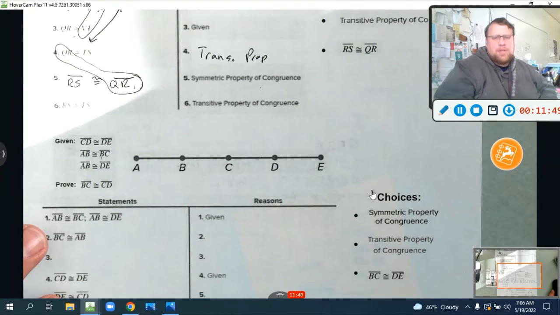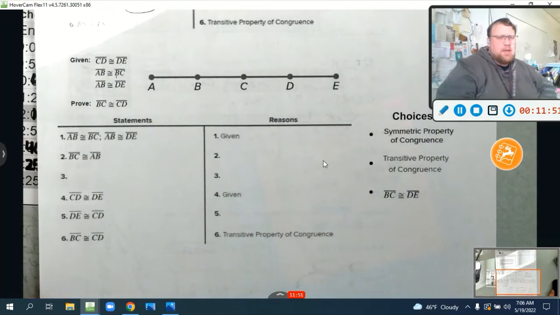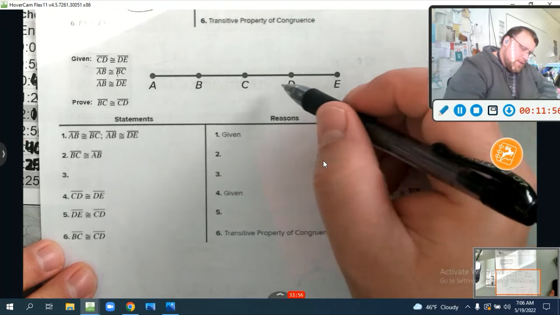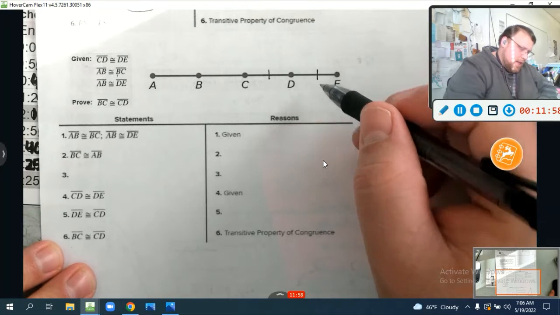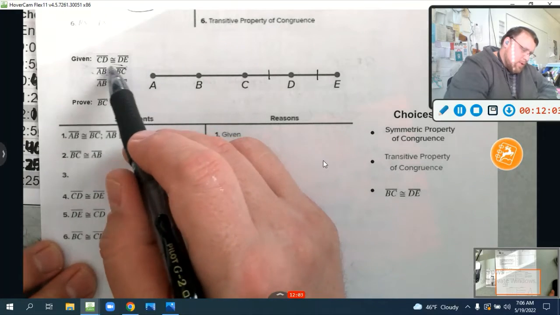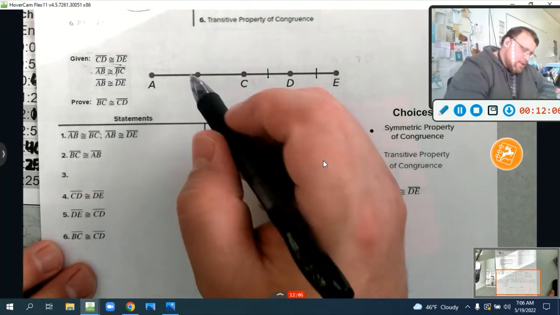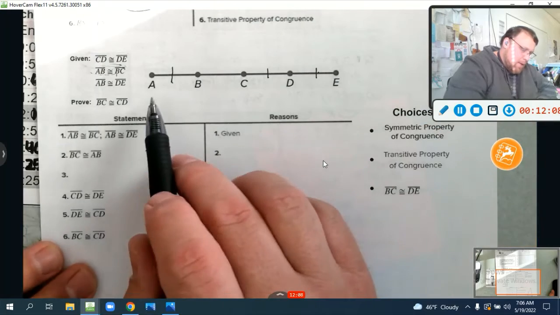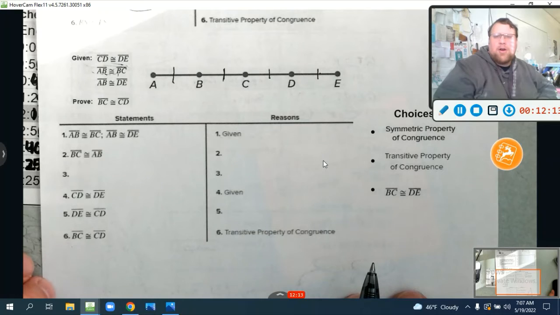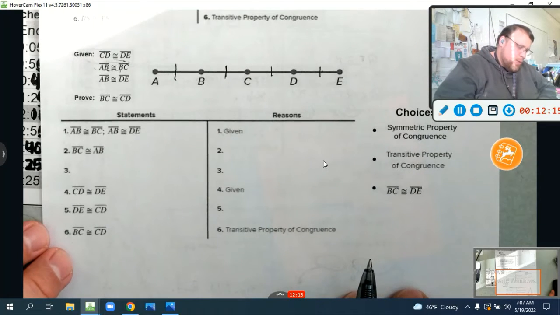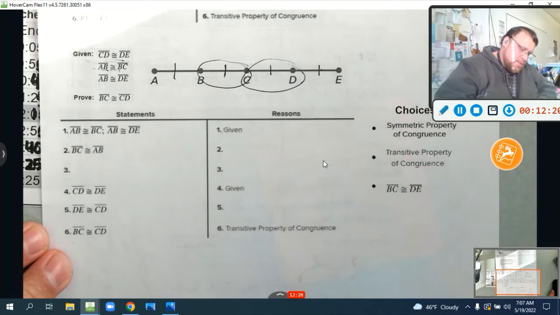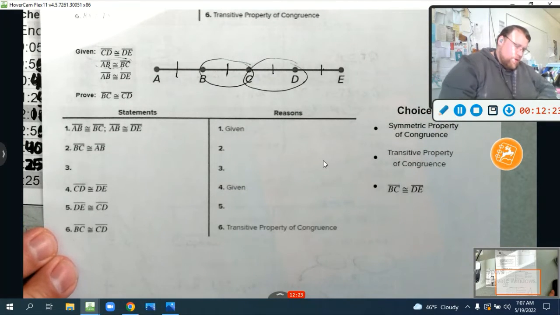And then last but certainly not least, let's go ahead and look at this one. It says CD is congruent to DE. So CD is congruent to DE. AB is congruent to BC. I'm going to hold off on this one because I want to say AB is congruent to DE. So AB is congruent to DE. But then let's go back here. AB is also congruent to BC, which means each one of these parts are congruent to each other. But we really want to prove that BC is congruent to CD. And there's going to be some transitive property happening here. So we'll get to that.